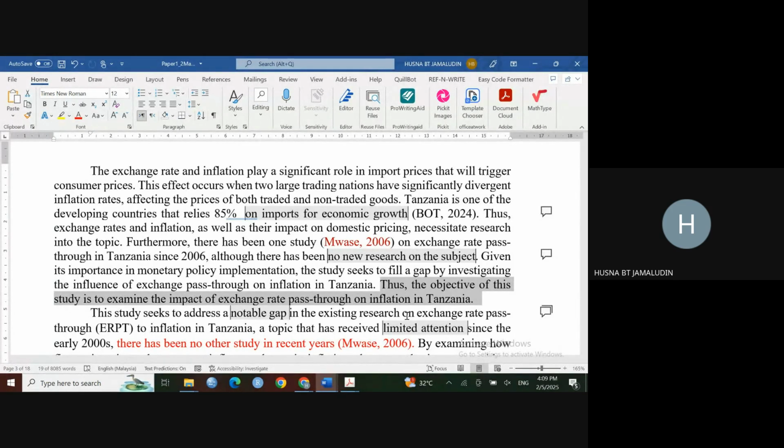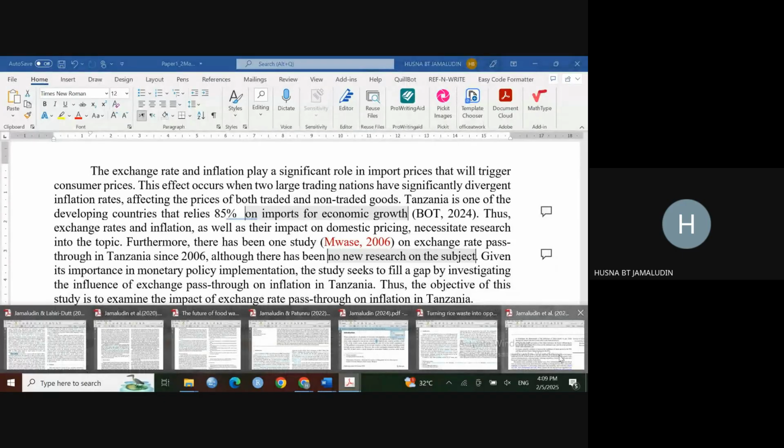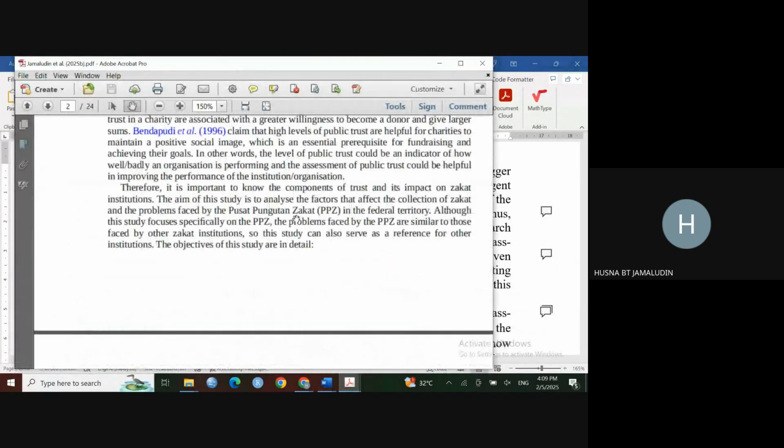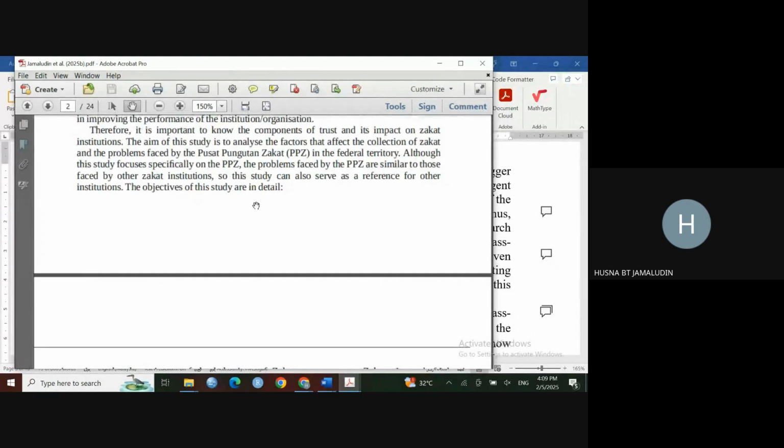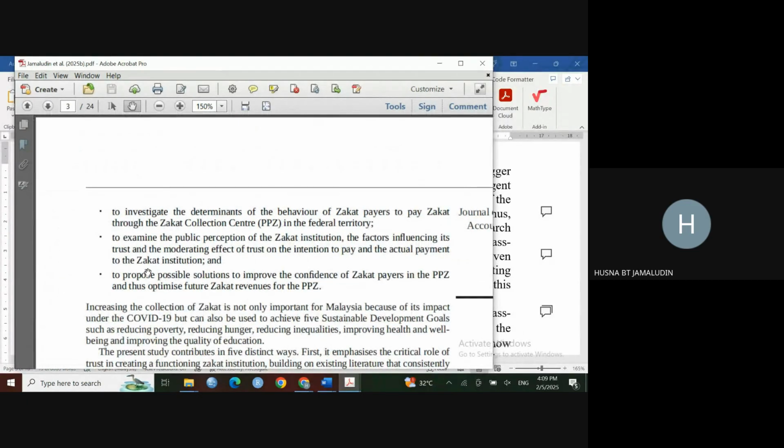Okay, so Najat, you cannot put your objective somewhere there. It shows that your objective is not significant, and people are having trouble finding your objective. So you see here in the example, the objective of this study are in detail. You list them down. You can see the objective, right?